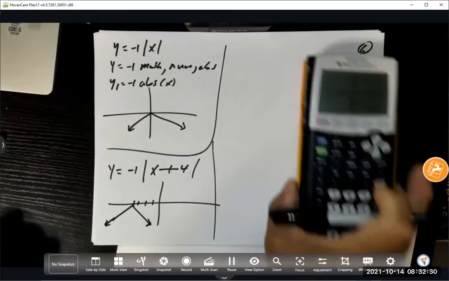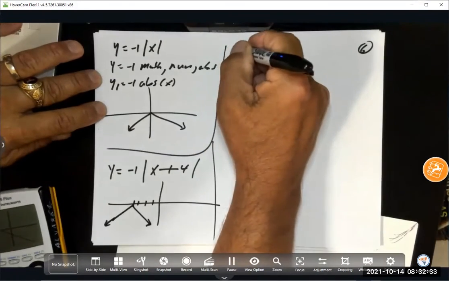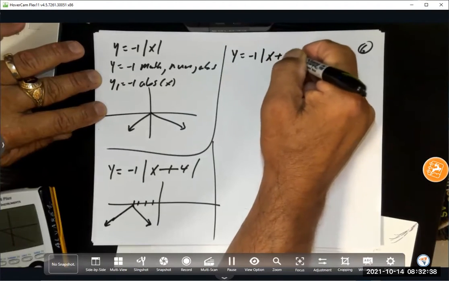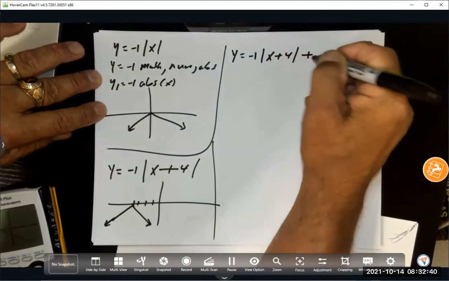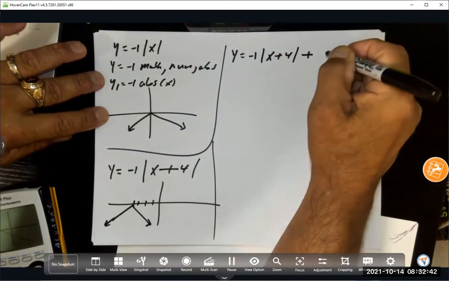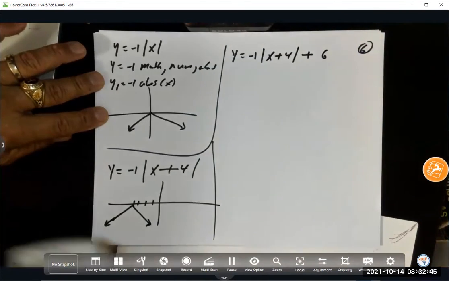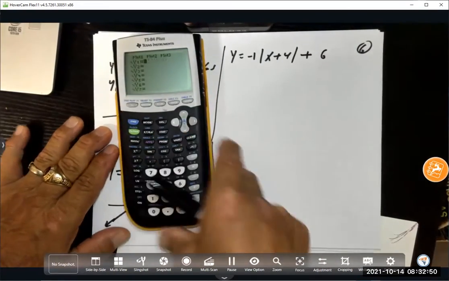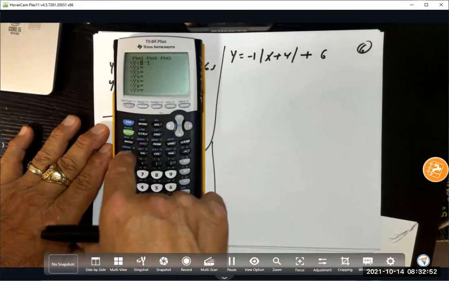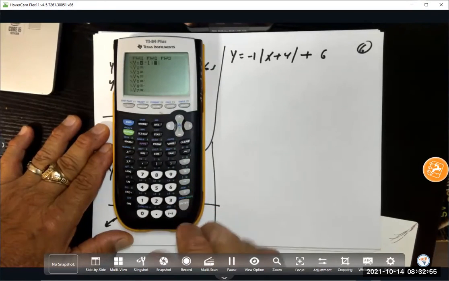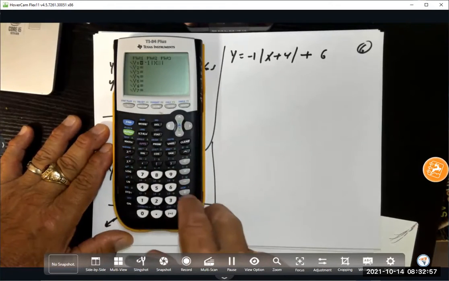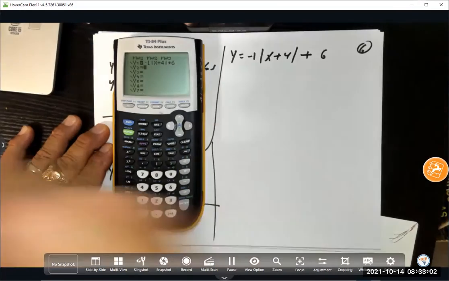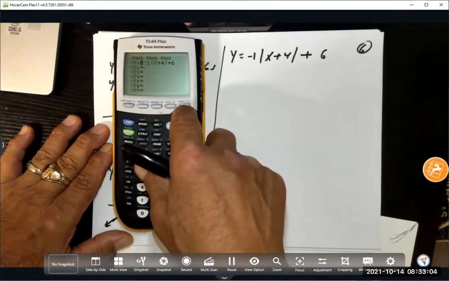Okay, now I'm gonna do one more thing to it. Let's see, y equals -1 as the value of x plus 4, and then I'm gonna add some number 6. All right, so we're gonna do this one. So y clear -1 math number x plus 4. Get out of there. Plus 6. Okay. So it's ready to go. I say yes. Hit graph.